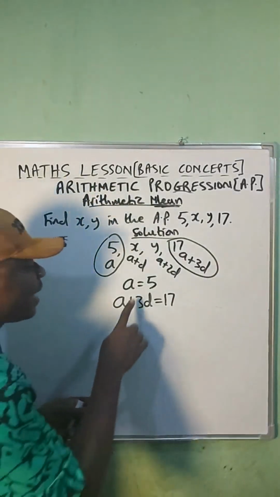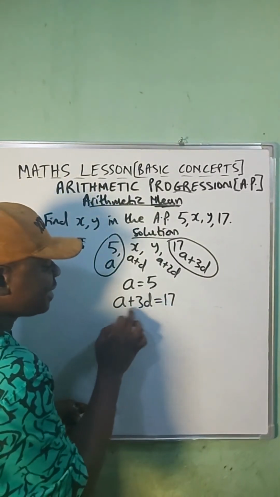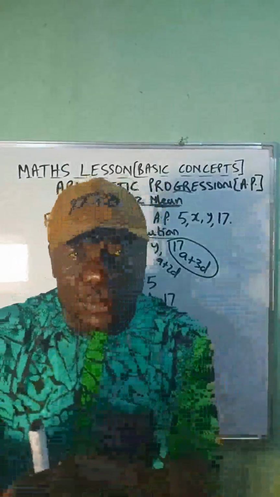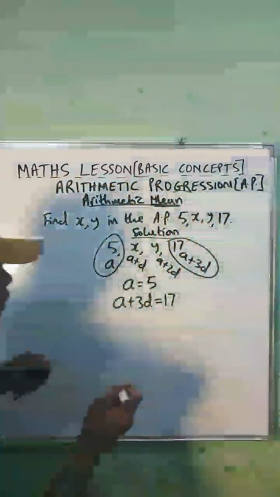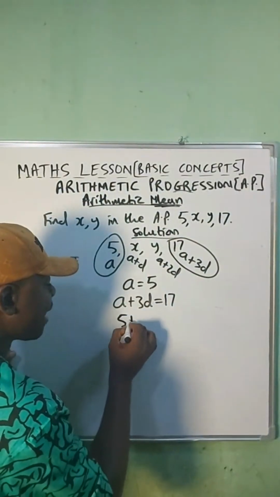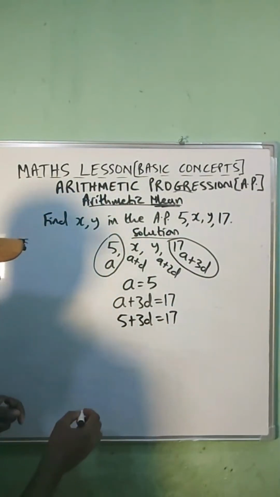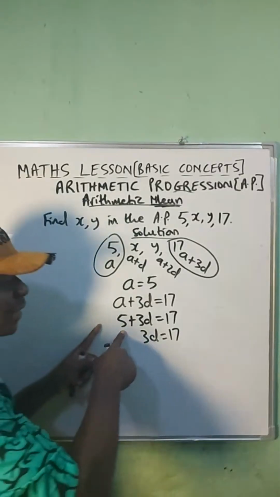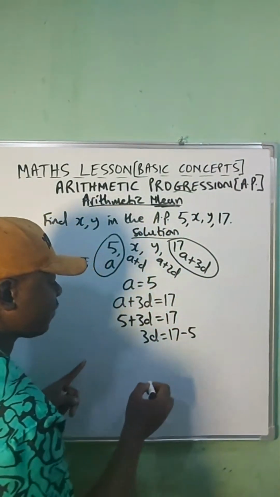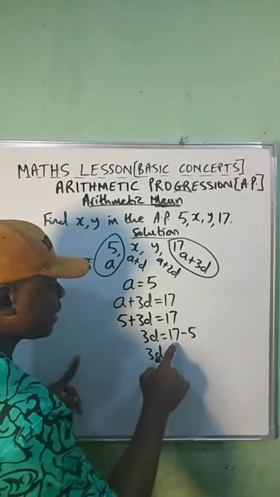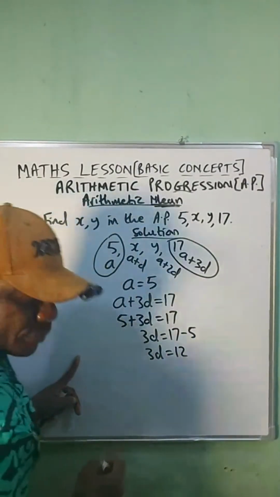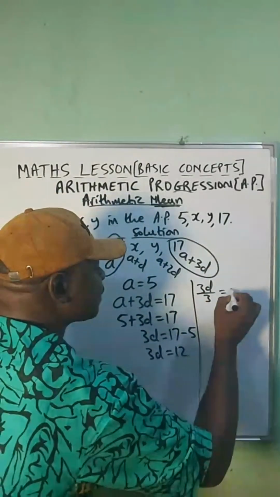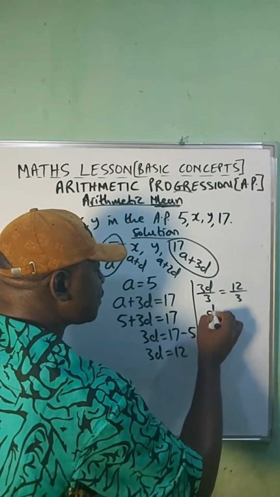So what I'll do now is in the place of a, I'll substitute 5. Since there are two unknowns here, you cannot use one equation to get two unknowns. The number of unknowns must be equal to the number of equations. So in the place of a, I'll substitute 5. This will be 5 plus 3d equals 17. So 3d equals 17, and the plus 5 on the left-hand side goes to the right-hand side as minus 5. Then 3d equals 17 minus 5, which is 12. From there, I'll divide both sides by 3. So d is equal to what?